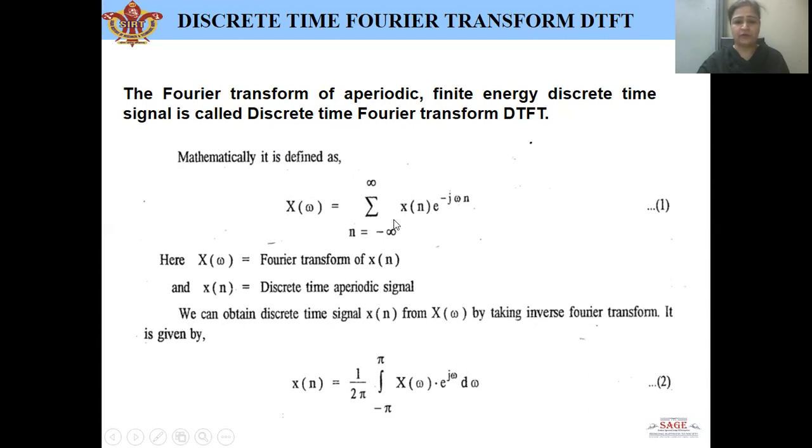Now, if I want to find out inverse DTFT, that means if I want to find out x(n) from X(omega), then x(n) is given by the formula 1 upon 2 pi integration over the fundamental period, minus pi to pi, X(omega) e to the power j omega n d omega.